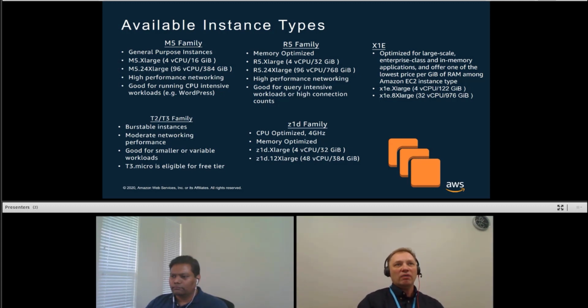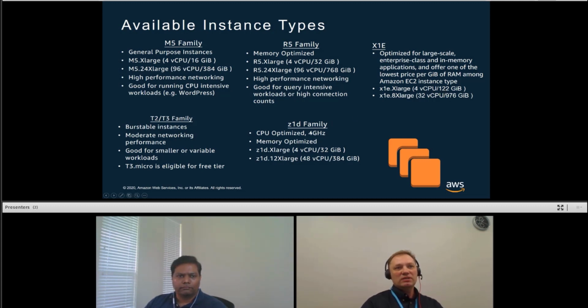And our R family is our memory optimized family. Now, if you compare, let's say, an X large in the M family, that comes with 4 vCPUs and 16 gigs of RAM. The same T-shirt size, the X large in the R family, comes with 4 vCPUs and 32 gigs of RAM. And if you need an even larger memory footprint, you can take a look at our X1E family that now has 122 gigs of RAM.